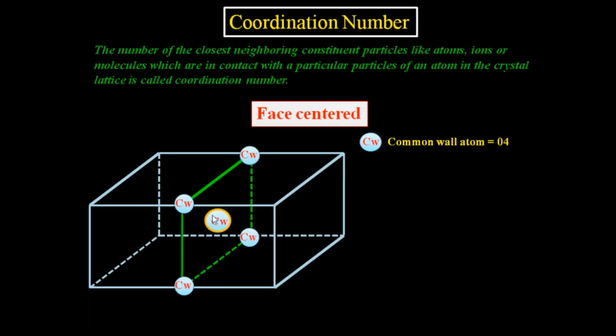Okay, this is our particular atom, and this green wall is a common wall for these 2 unit cells. On this wall, the blue color atoms, or particles or spheres, are represented by CW, called the common wall atoms. This is our particular atom, and these 4 other common wall atoms, that means its coordination here becomes 4.